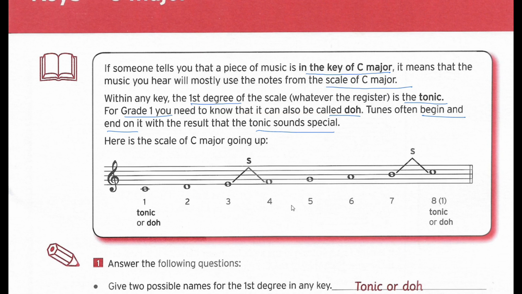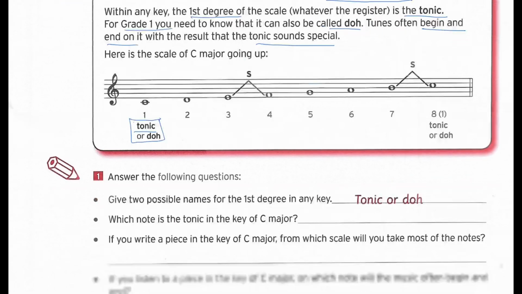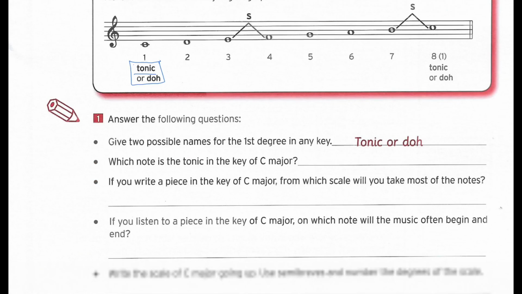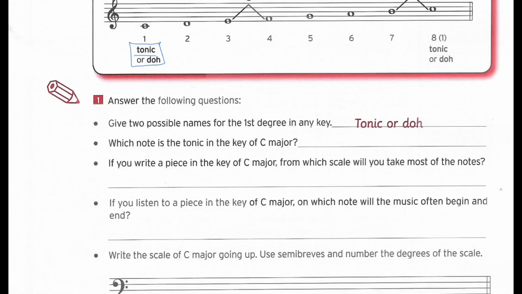There is a C major scale going up. So you can see the tonic, the first degree. You can name it with the two names, tonic and do. Same with the last one. There are two semitones in this. So let's find out. Let's do the questions.